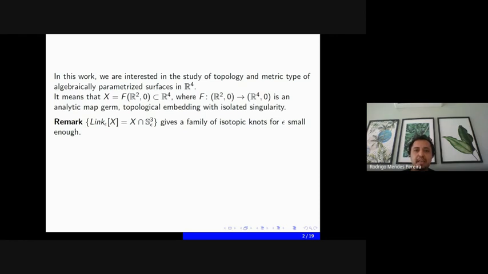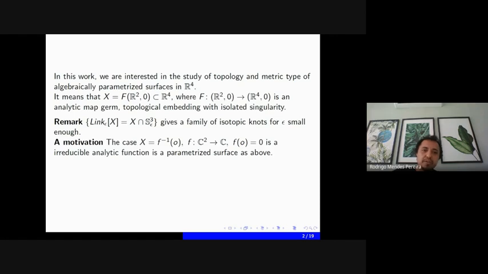In fact, the link of the surface is a family of knots that are isotopic for epsilon small enough. So the topology of the surface is essentially identified with the topology of the knot given by the link. This is a kind of conical structure for the maps.